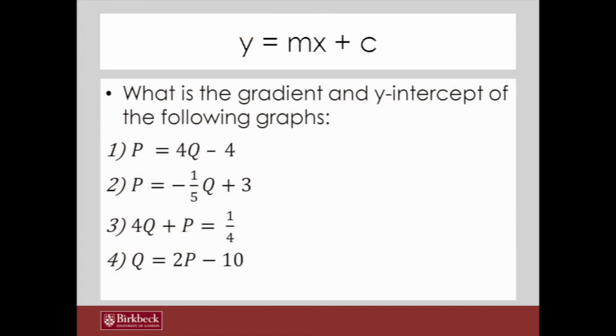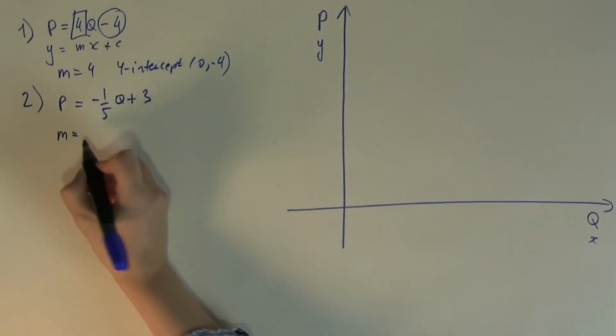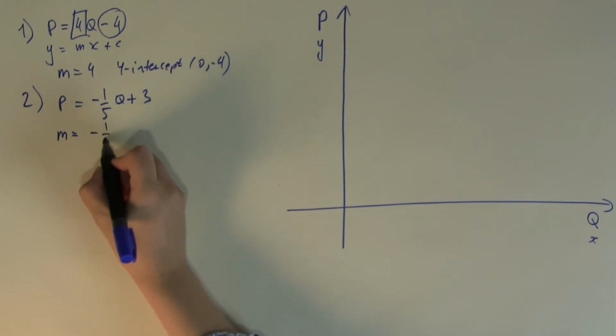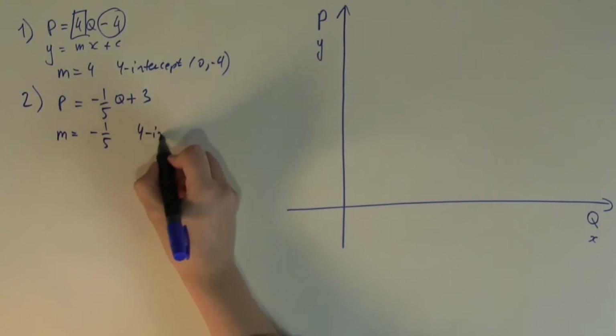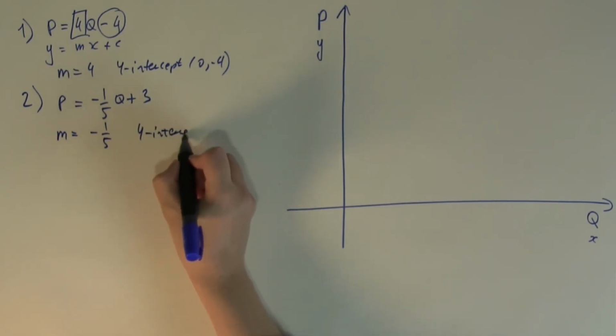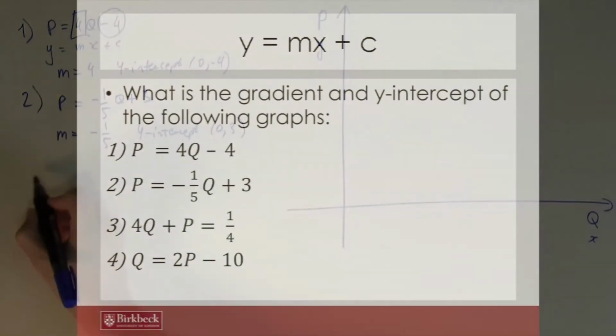Example 2, P equals minus 1 over 5Q plus 3. Again, same format, so I can just read off the gradient by looking at it and saying the gradient is minus 1 over 5 and the y-intercept will be 0, positive 3.